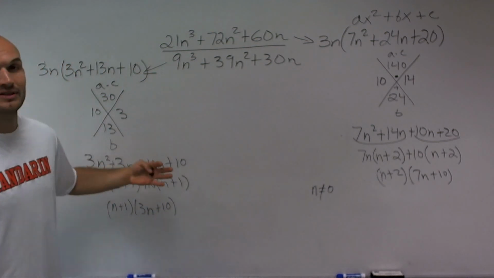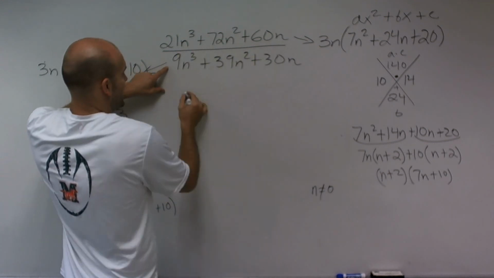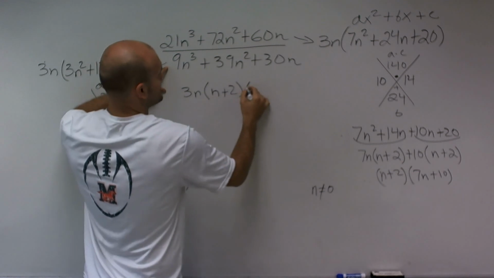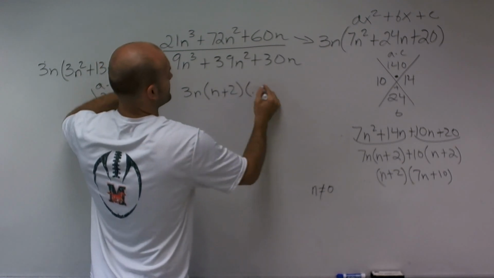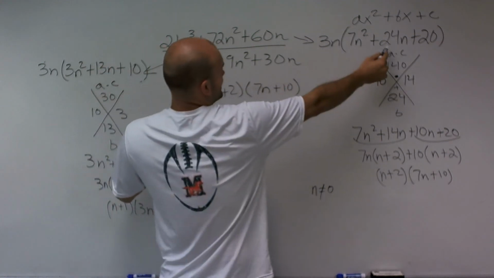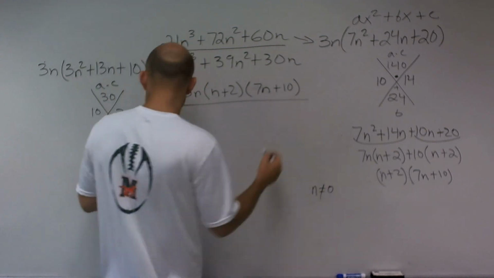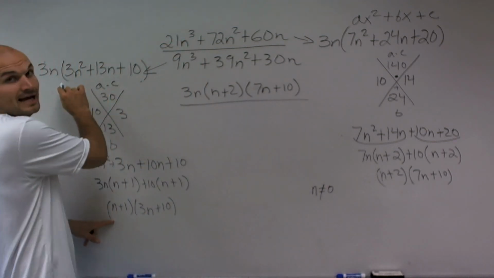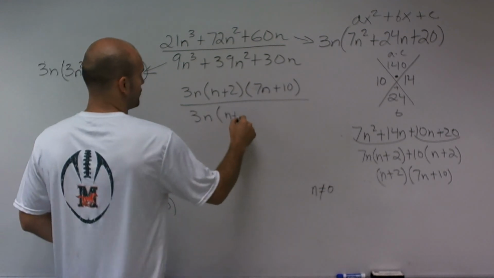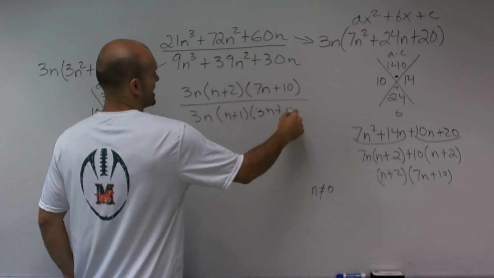Okay, so let's put these all back together. So my numerator, if you remember, was 3n times n plus 2 times 7n plus 10. Right? It was 3n times this, and then I simplified that down there. Then in my denominator, I have 3n times n plus 1 times 3n plus 10.